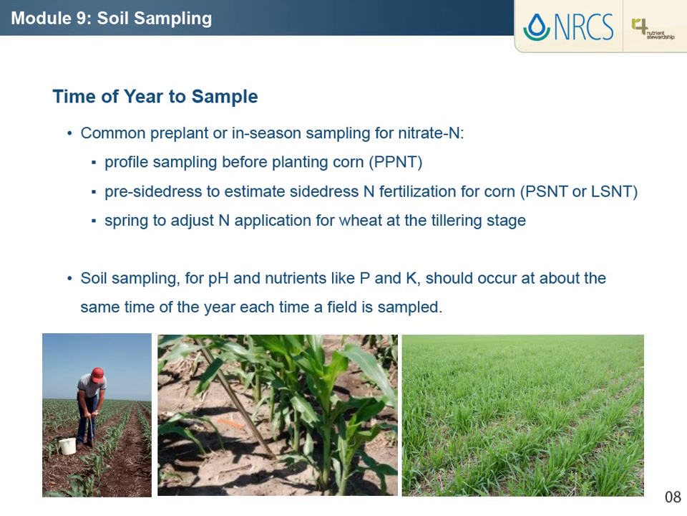The most common in-season sampling for nitrogen is the soil nitrate test that is used to estimate sidedress nitrogen fertilization for corn or nitrogen application for wheat at the tillering stage.